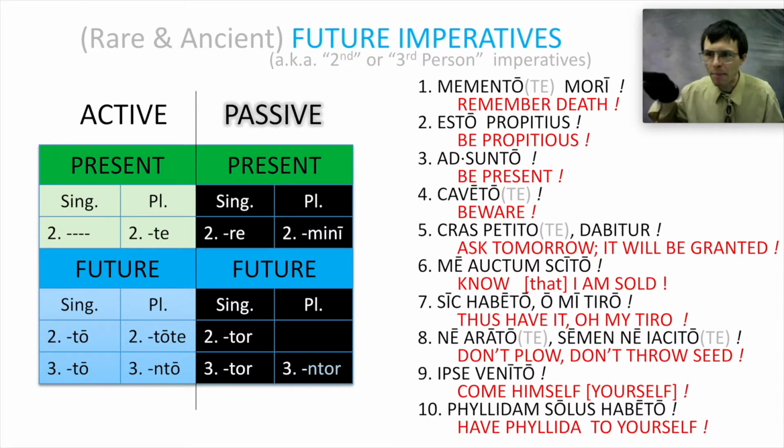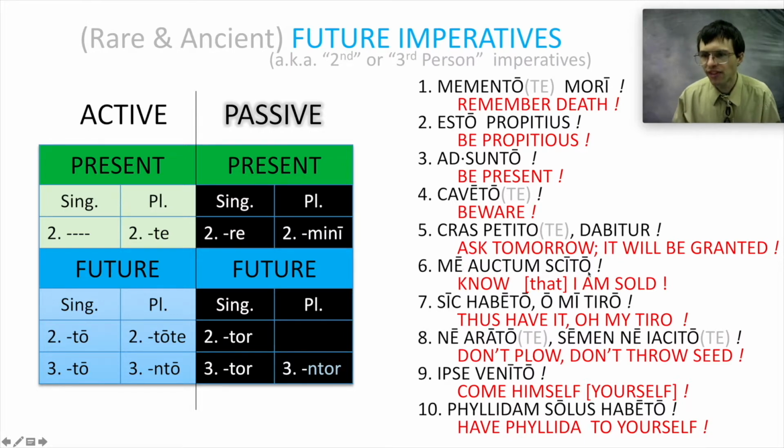Okay, so memento mori. Remember mori. Mori, or mori, to die. Remember to die, or remember dying. Esto propitius. Be propitious, O gods, to us poor mortals. Adsunto. Be present. Caveto, or cavetote. Beware, all y'all. Cras petito. Dabitur. Ask tomorrow, it will be granted.